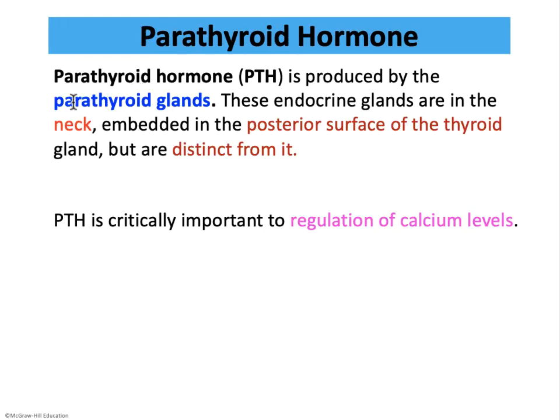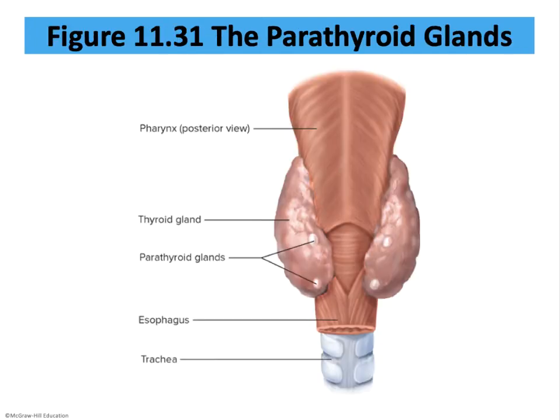We mentioned the parathyroid glands and their production of parathyroid hormone. That substance, this hormone, is critically important in regulating the calcium levels. So we can see these white spots, there's 4 of them here. These are your parathyroid glands.